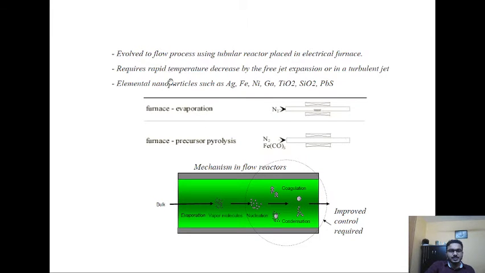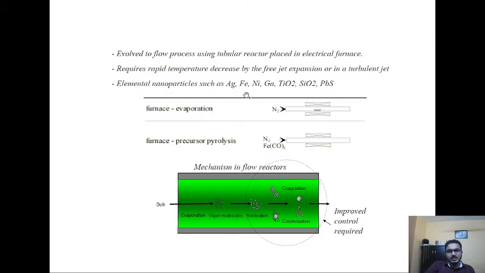Here it is evolved to a flow process using a tubular reactor placed in the electrical furnace. So here there is a slight advancement to a flow process, and it is done using a tubular reactor which is placed in an electrical furnace. So it requires a rapid temperature decrease by free jet expansion or in a turbulent jet. So cooling in case of a tubular reactor is obtained using free jet expansion or using a turbulent jet.